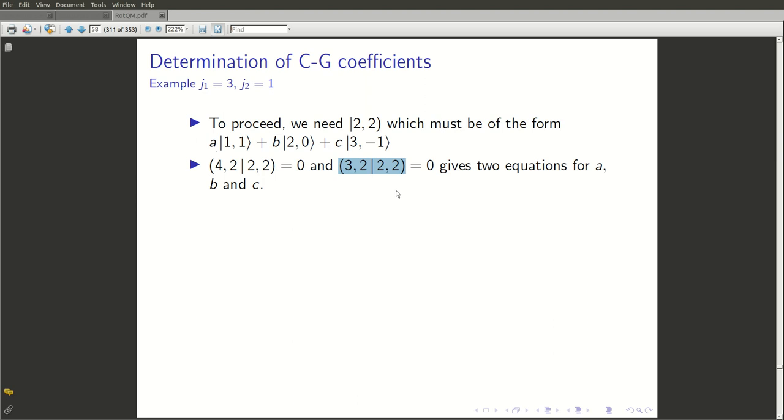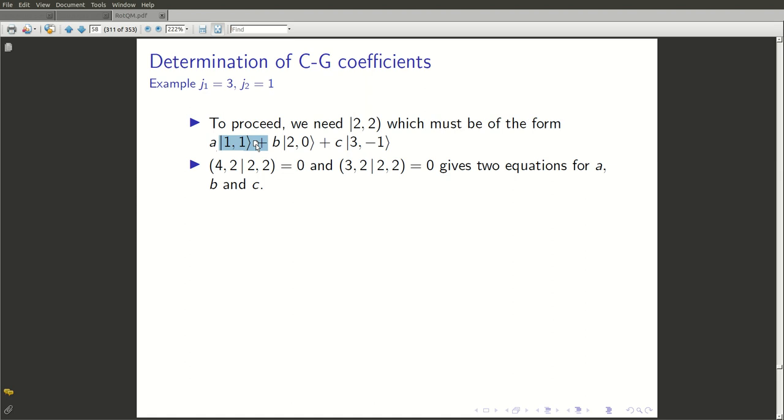You might be wondering why we are focusing only on 4,2 and 3,2 and not on the other 16 states that we had found so far, or the other 14 states. The answer is, if you tried those, you would see that they would give you trivially 0 equals 0. Only 4,2 and 3,2 are the ones which use the same kets, 1,1, 2,0 and 3,-1. So you get non-trivial equations here for A, B and C, but of course you have two equations in 3 unknowns.